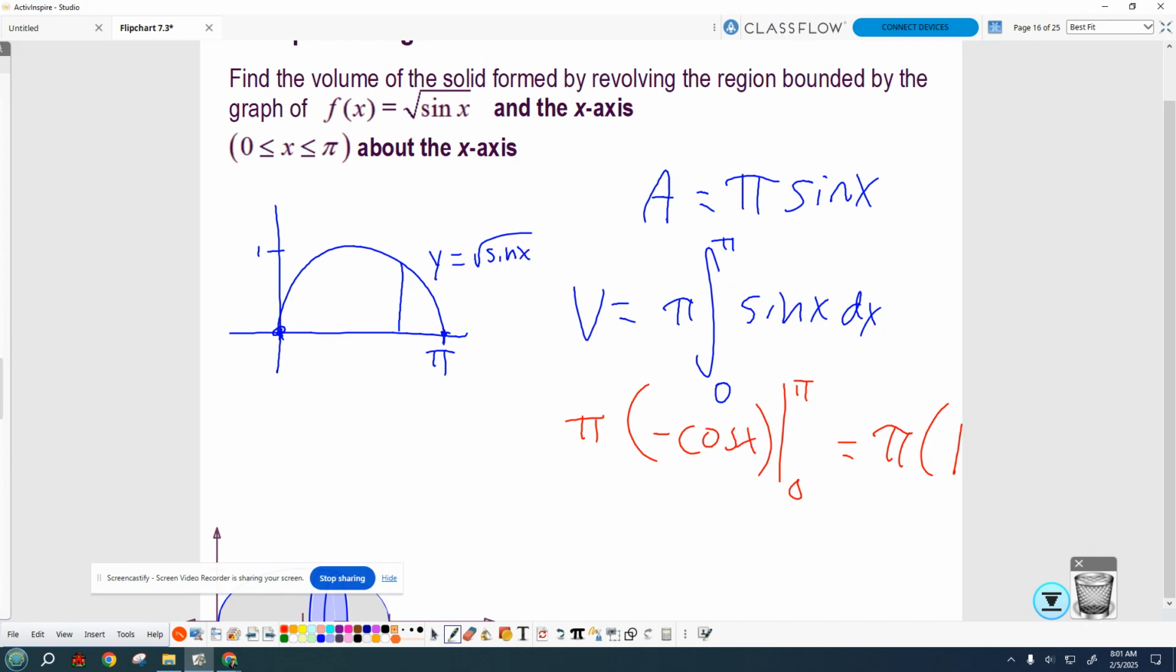Oh, yeah. And then minus negative cosine of 0. So 2 pi. So the spins are hopefully easier than the Plato problems in this case.